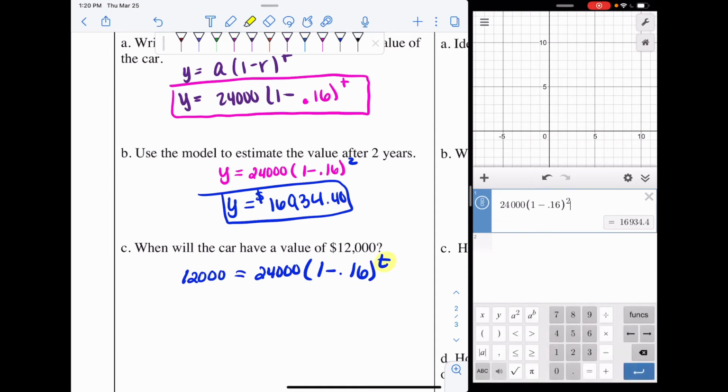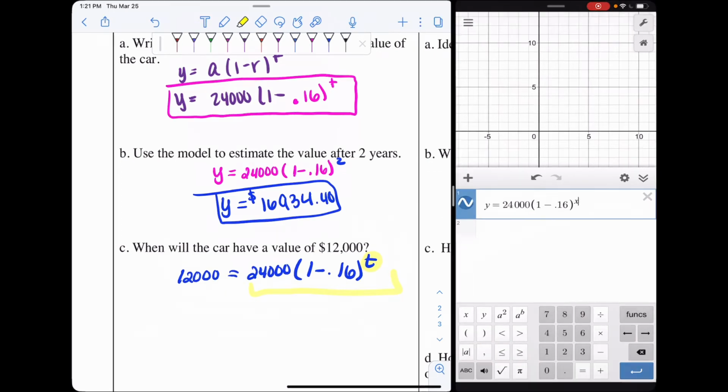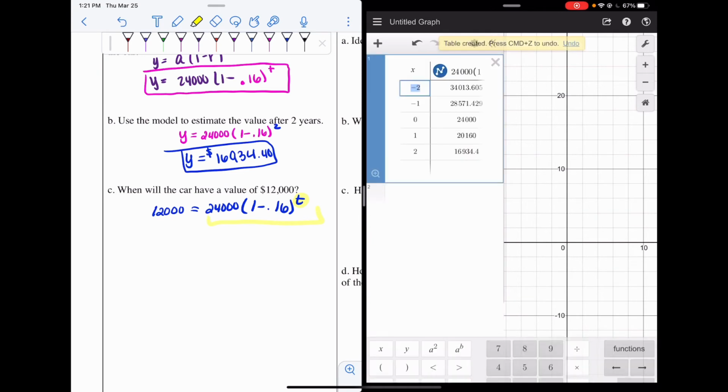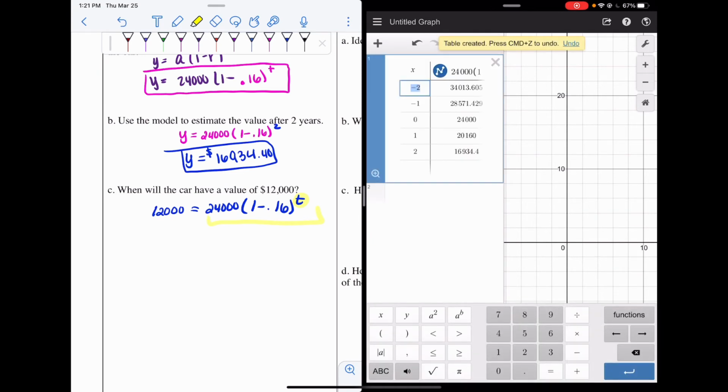So what we're going to do is we're going to write out this part. So we're going to write Y equals 24,000, parenthesis, 1 minus 0.16, parenthesis, and I'm going to raise it to the X power because we don't have a T key. Now, I want to find out when it's going to hit 12,000. So I'm going to actually convert this to a table of values. So I'm going to hit Settings, Table, and I have all these possibilities.